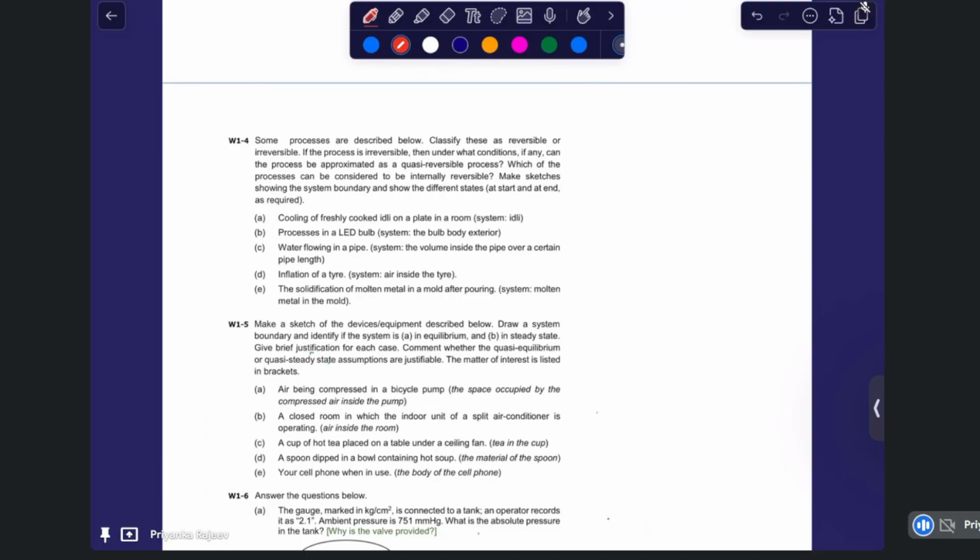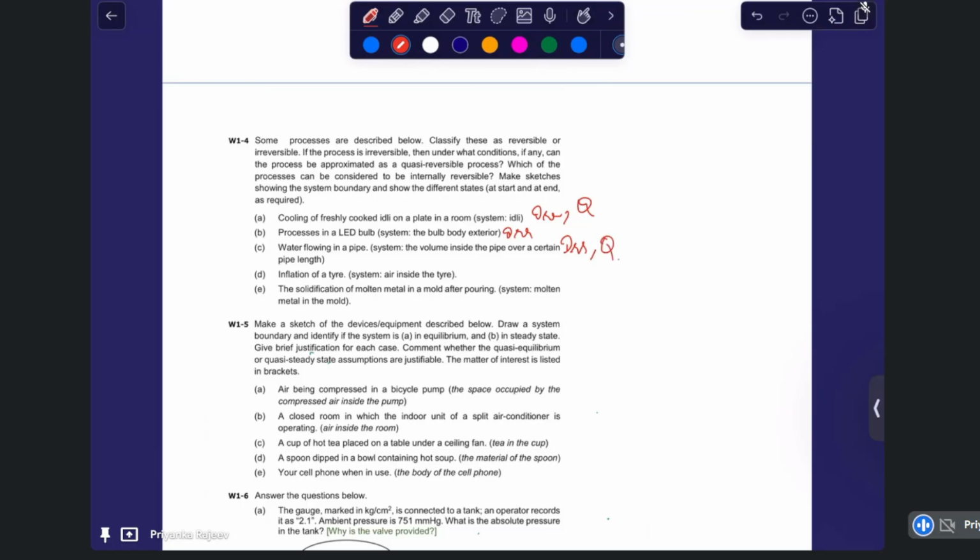Now, LED bulb process, again, it is irreversible because whatever electrical energy we are providing to the LED bulb is getting dissipated in the form of heat and light energy. So that cannot be recovered back. So that is irreversible. Water flow in pipe, you can say that it is irreversible because of frictional losses. So first one is irreversible, second is also irreversible, third is also irreversible, but the first can be quasi-reversible. This also can be quasi-reversible.